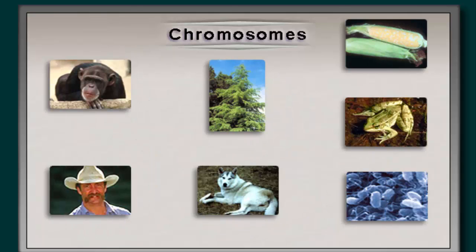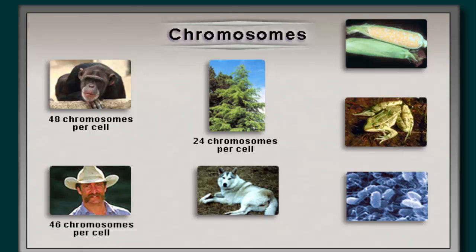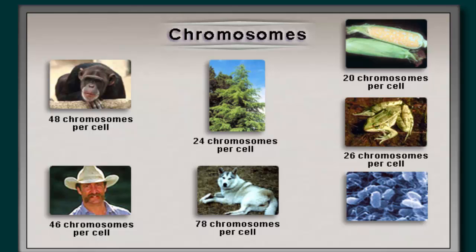Different types of organisms have different numbers of chromosomes. For instance, the somatic or body cells of chimpanzees possess 48 chromosomes. Human cells have 46. Pine trees, 24. Dogs, 78. Corn, 20. Frogs, 26. And bacteria have just a single chromosome.